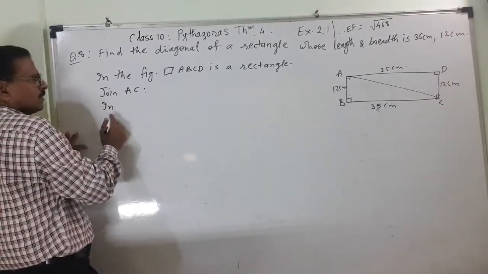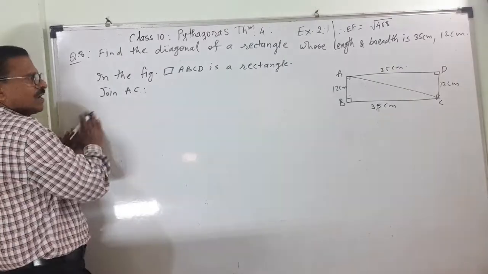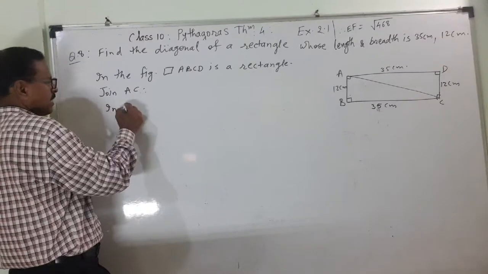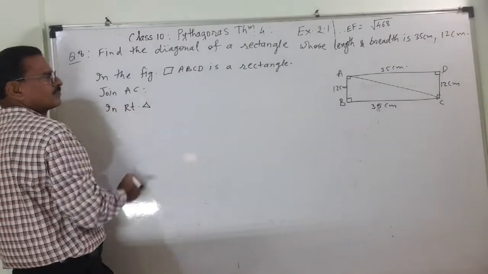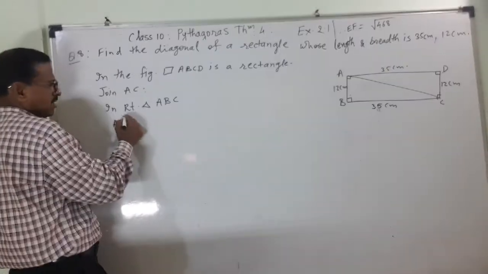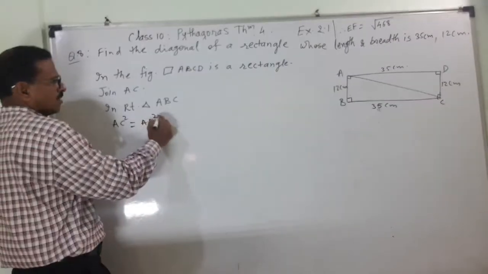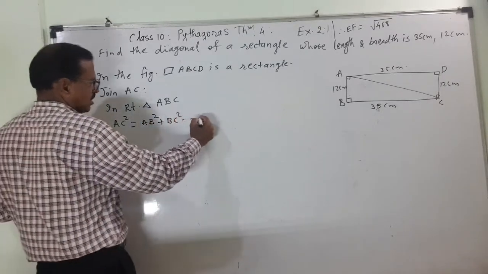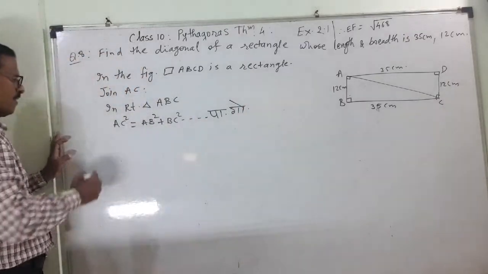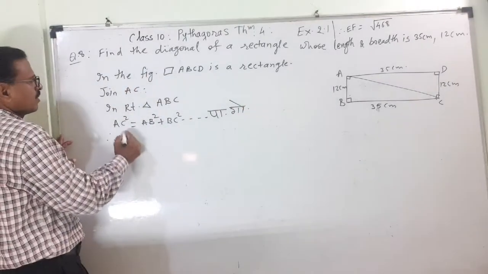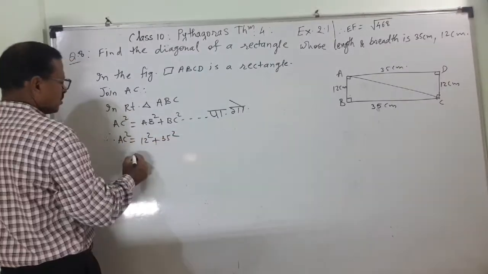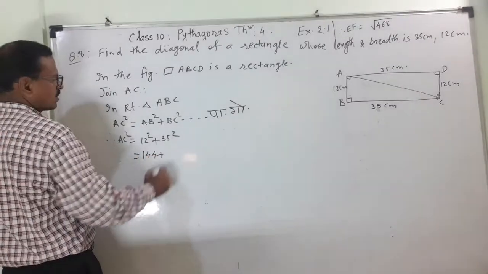In right angle triangle ABC, angle B is equal to 90 degrees. By Pythagoras theorem, AC square is equal to AB square plus BC square. Therefore, AC square equal to AB is how much? 12 square plus BC is how much? 35 square. So 144 plus 35 square.